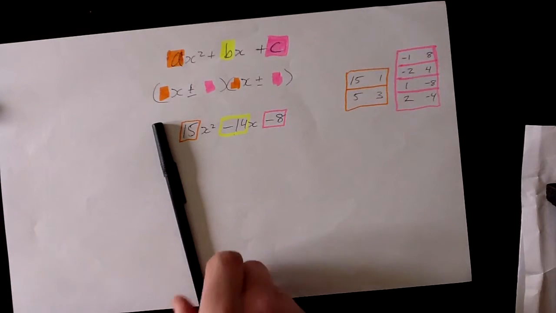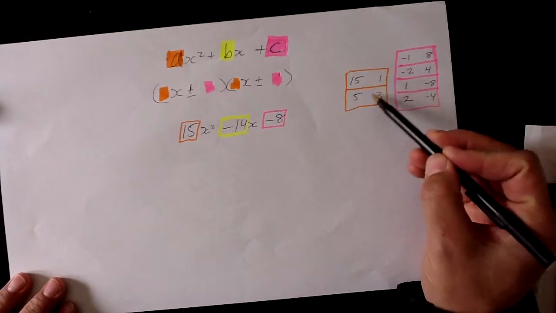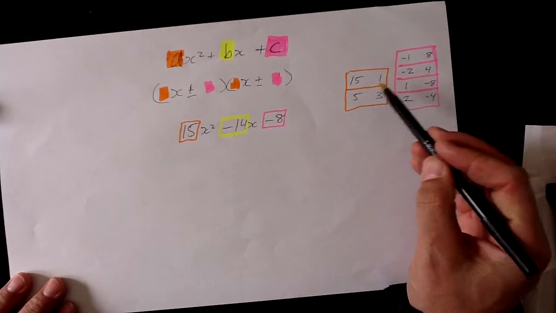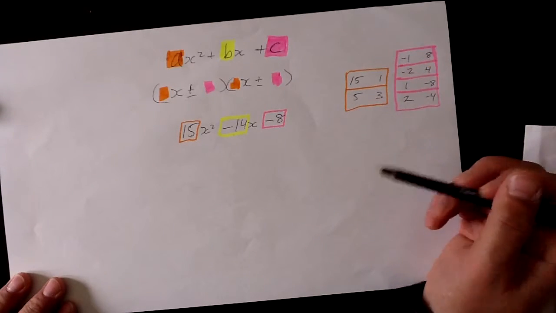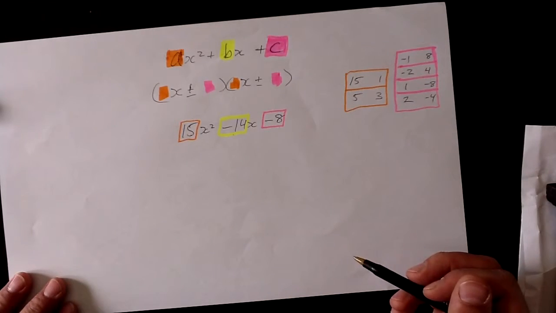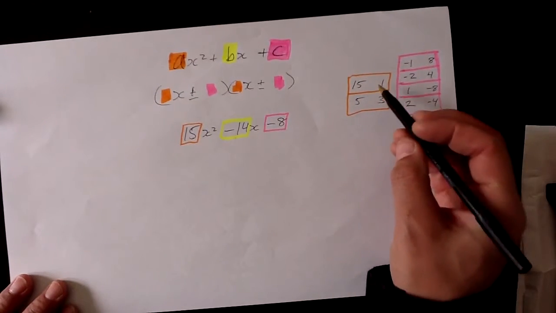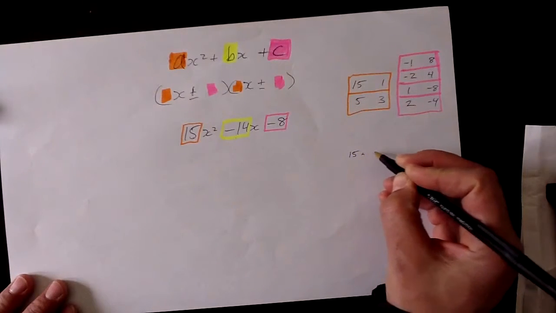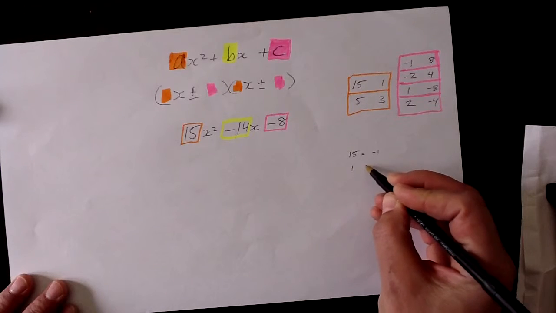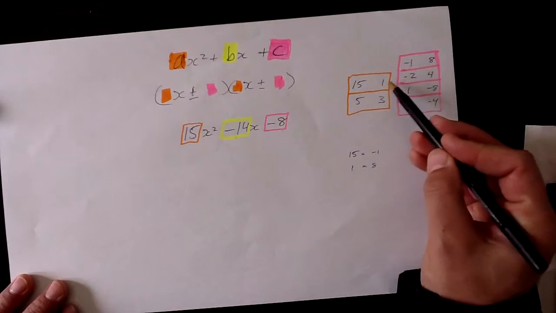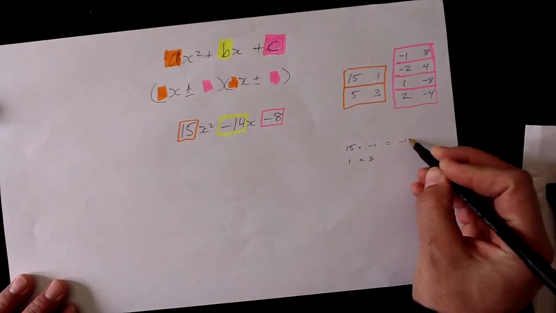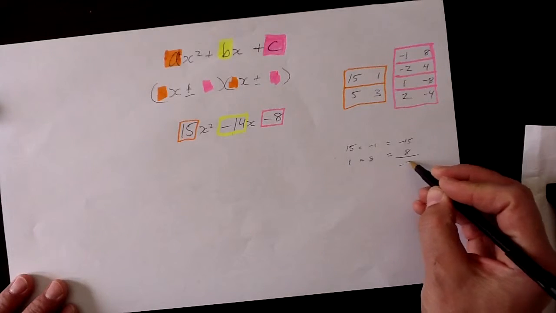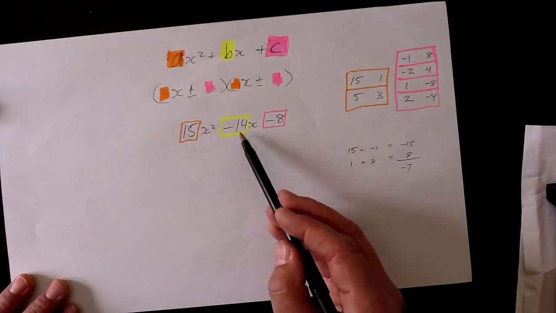So now, what we need to do is assemble one of these orange packages with one of these pink packages such that we multiply one by one and one by the other, and we end up with negative 14. So we can try this. Let's try the first one and the first one. We could try 15 times negative 1 and 1 times 8. Well, that equals negative 15, this equals 8, and then when I add them together I get negative 7. So that's in the right ballpark, but it's not negative 14.